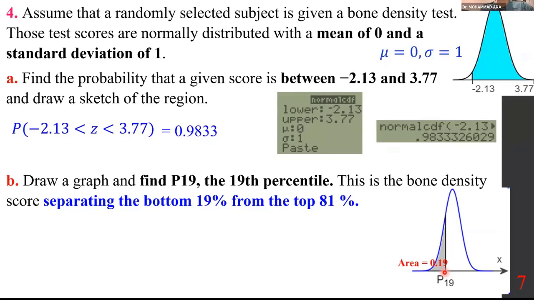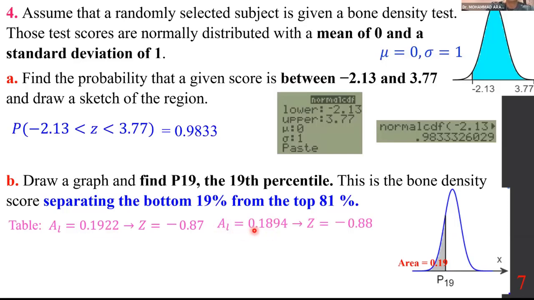And it's important to understand that because the area is less than 0.5 and it's on the left side, ultimately the value should be negative. That's why the graph helps. And so with that being the case, if you go with the table, we don't have the area of 0.19. We have the area of 0.1922. We have the z-score of negative 0.87 for that.